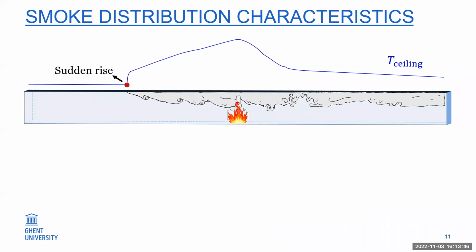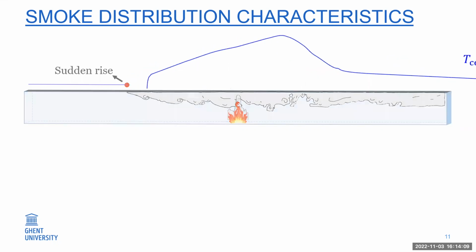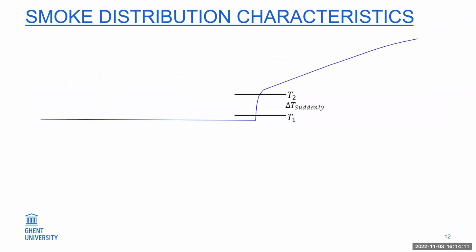So as the cartoon shows, we can see a sudden rise at the location of the smoke front. As the smoke moves, the location of the sudden rise also moves, combined with the smoke. So let's zoom in on the location of the sudden temperature rise.